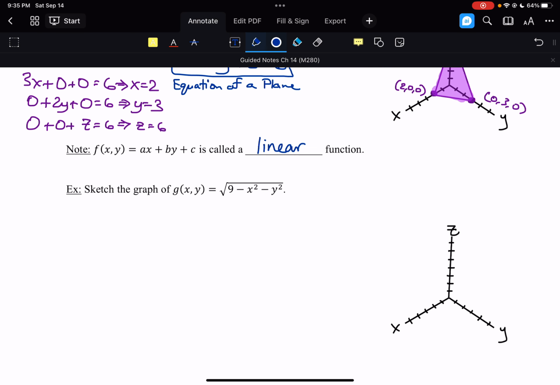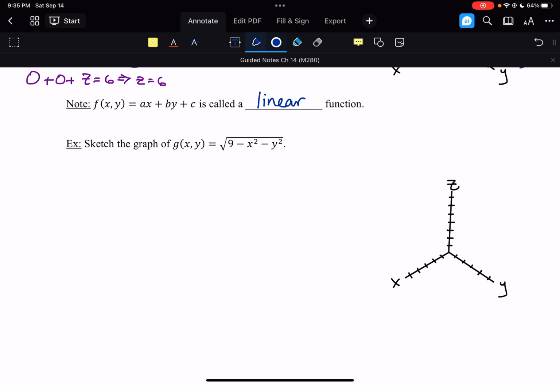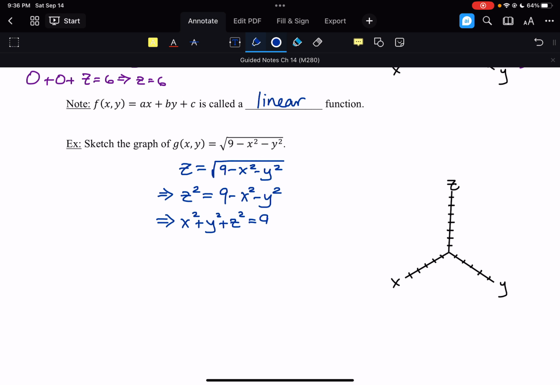So let's take a look at this next example. This is the same function that we were working with earlier. We already found its domain and range, but now we want to go ahead and sketch the graph of this. So let's again rewrite this. We get z equals the square root of 9 minus x squared minus y squared. Let's go ahead and square both sides to get rid of that radical. So that's z squared is 9 minus x squared minus y squared. Let's add the variables over. So we get x squared plus y squared plus z squared equals 9.